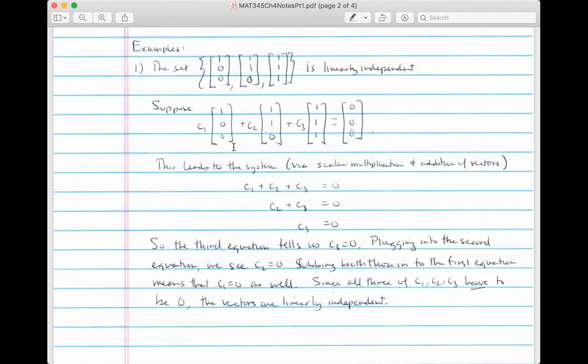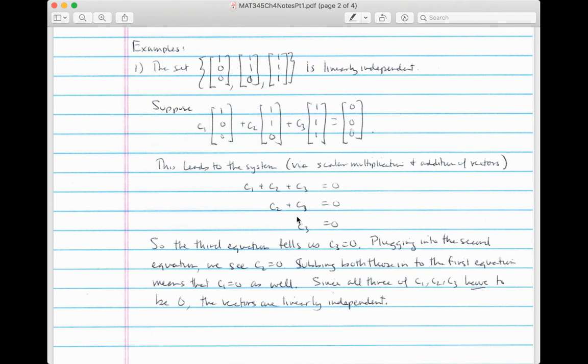So let's suppose that I have constants C1, C2, and C3, so that C1 times the first vector plus C2 times the second plus C3 times the third gives me the zero vector. Then if I do scalar multiplication, addition of vectors, I'll get the system of equations C1 plus C2 plus C3 equals 0, C2 plus C3 equals 0, C3 equals 0.